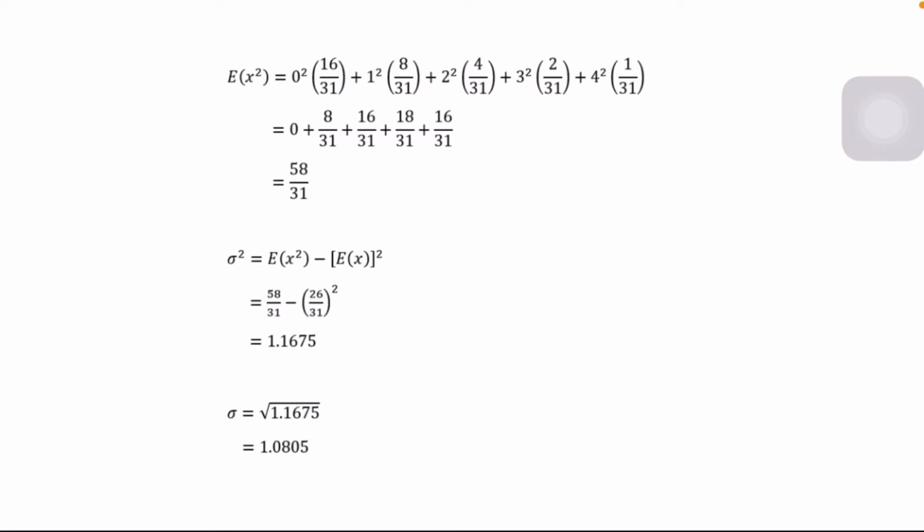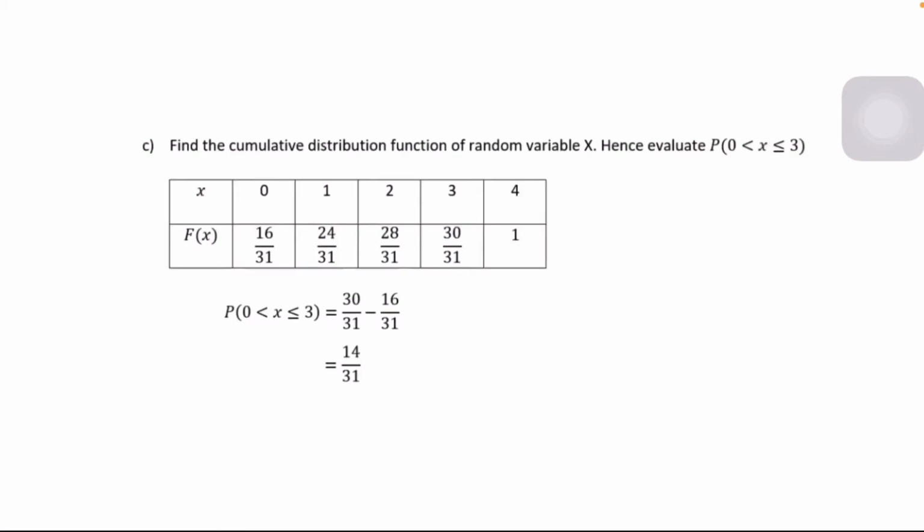Next, for standard deviation, we can get it from the variance of x. So to find it, first we must find the expected value of x squared. So we just square each x and multiply by p(x), and we get 58/31. And then we apply all the values that we get into the formula of variance. So the variance is 1.1675. And then we just square root the variance to get the standard deviation, that is 1.0805.